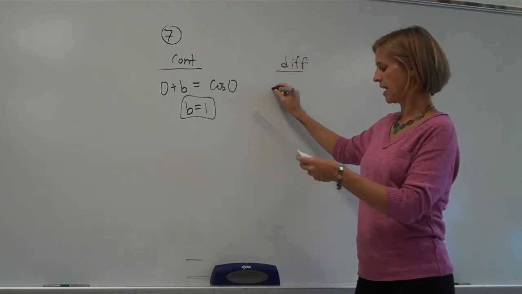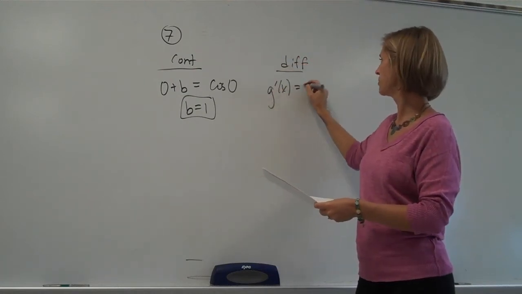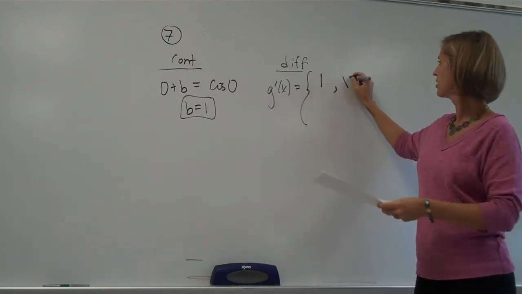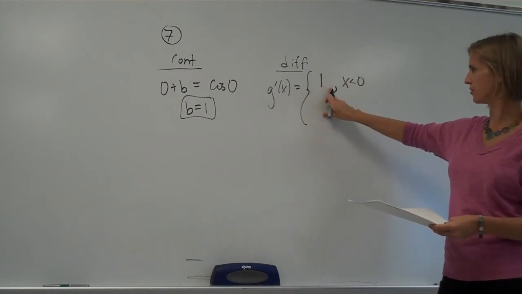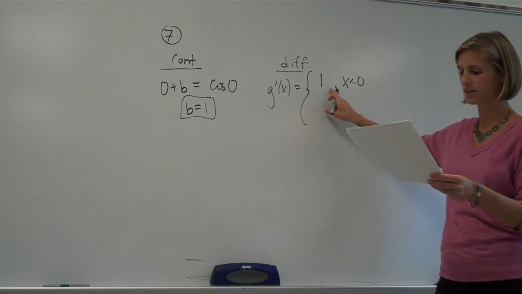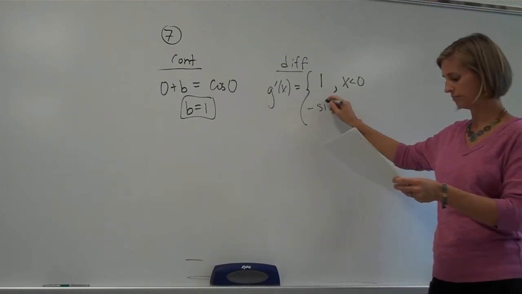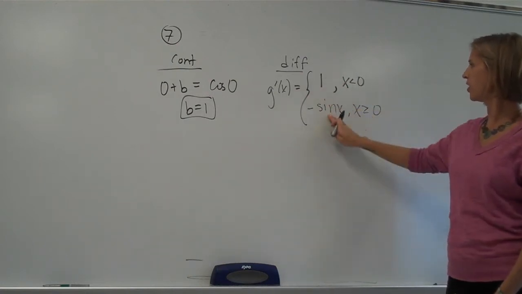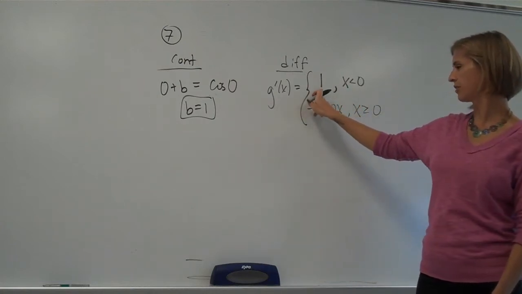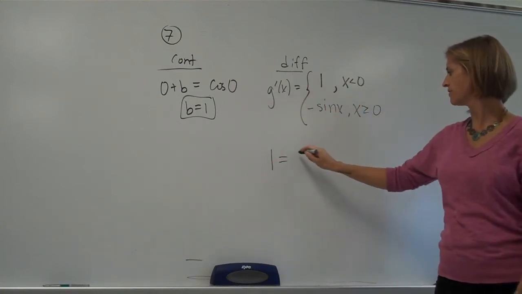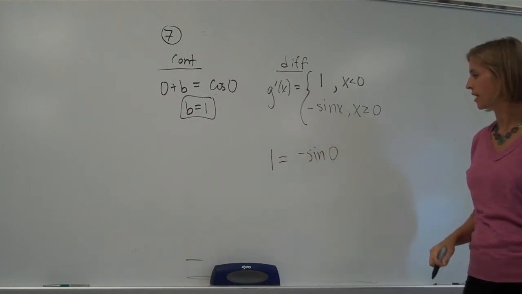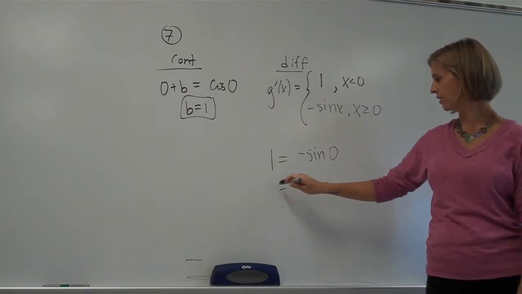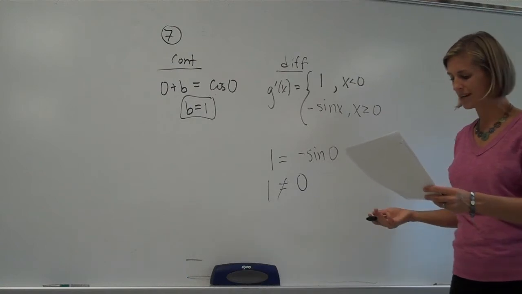To make it differentiable, I've got to take the derivative of both pieces. The derivative of x plus b is going to be 1, because the derivative of x is 1 and the derivative of b is 0, because b is a constant. And the derivative of cosine is negative sine. So for it to be differentiable, I need these two to also match when x is 0. Well, x is never going to be 0 here, it's just 1. So 1 is going to have to equal the negative sine of 0. Well, that's a problem, because the negative sine of 0 is 0. 1 does not equal 0, so it's not differentiable.